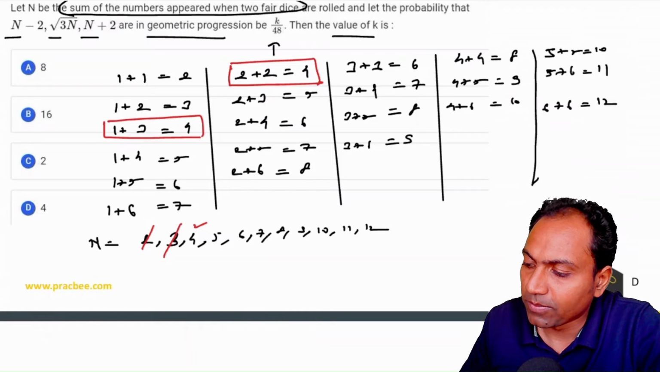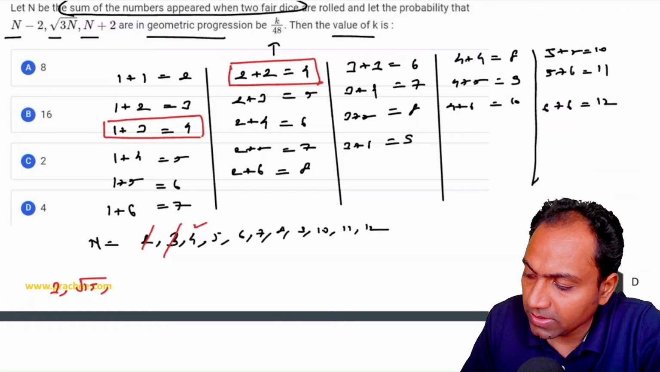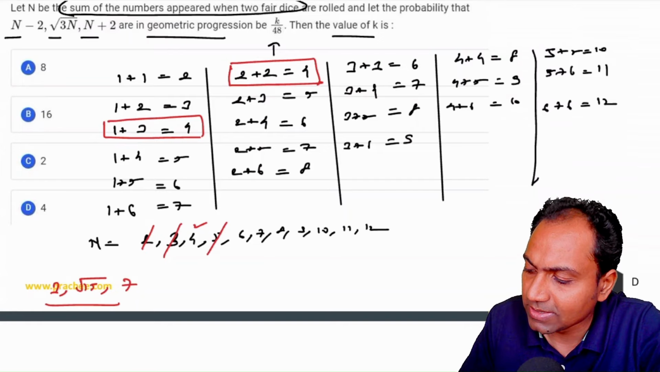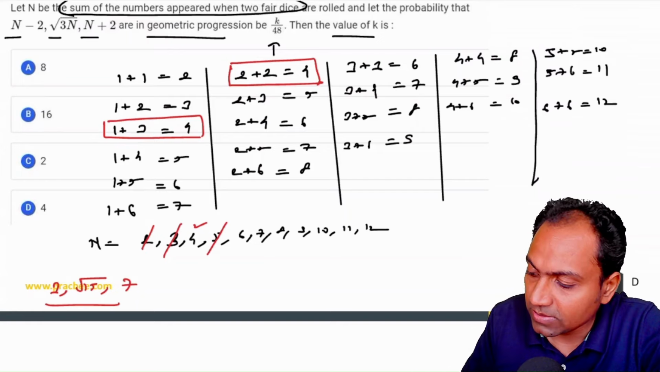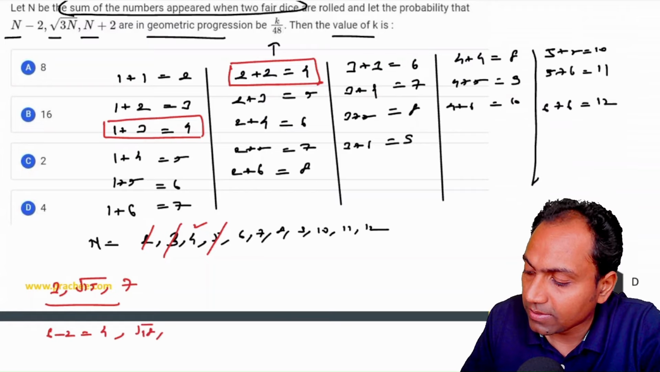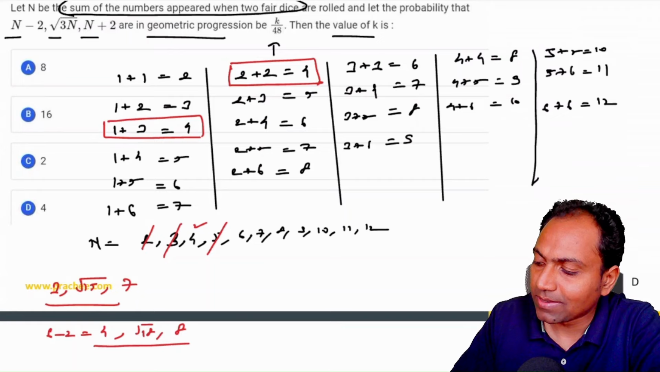Now if I move further, let us also check for 5. If I take 5, 5 minus 2 is 3. This becomes root 15. And then 5 plus 2 is 7. So this is not in GP. So again, not important. 6, if I take, then 6 minus 2 is nothing but 4, and then root of 18, and then nothing but 8. Again, this is not. So in this manner, we can keep on counting, and you will realize that in none of these cases there will be a GP.